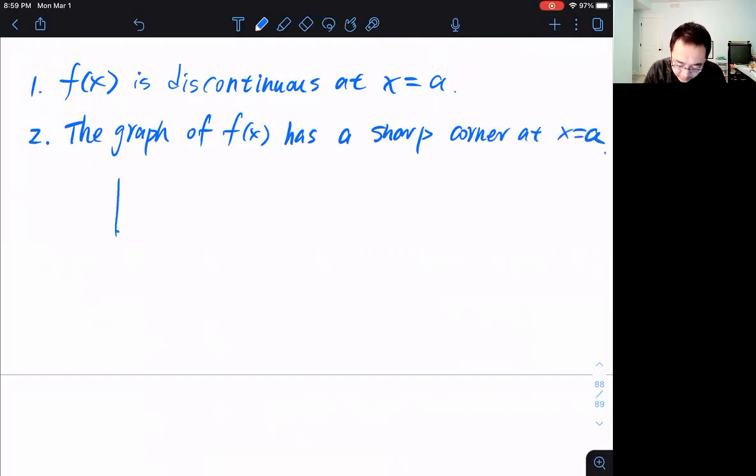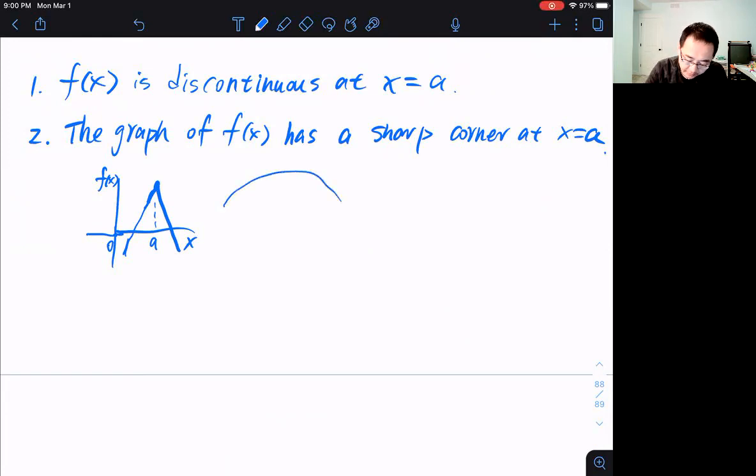So for example, let's change, instead of y, let's do f of x, right? So if you have a graph that looks like this, this is where x equals a. This sharp corner means you cannot differentiate this function. The function has to be continuous and smooth like this, or a straight line, right?